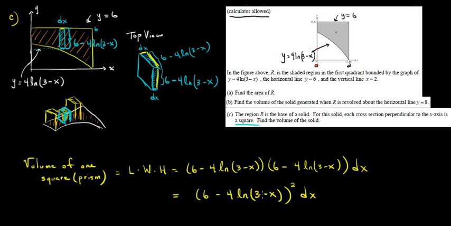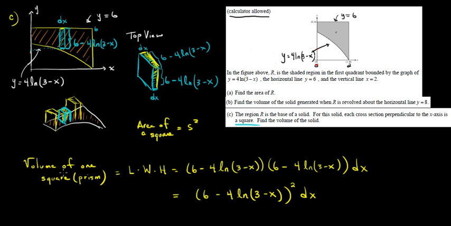And if you think about this, this is the formula for the area of a square. The area of a square is equal to s squared, where s is the side. Well, that's kind of what we have here. 6 minus 4 ln of 3 minus x is a side of the square, and then we're squaring that since the length of each side is the same. Now this dx comes because we're adding some depth to it, some type of dimension. We're making it three-dimensional, I should say.